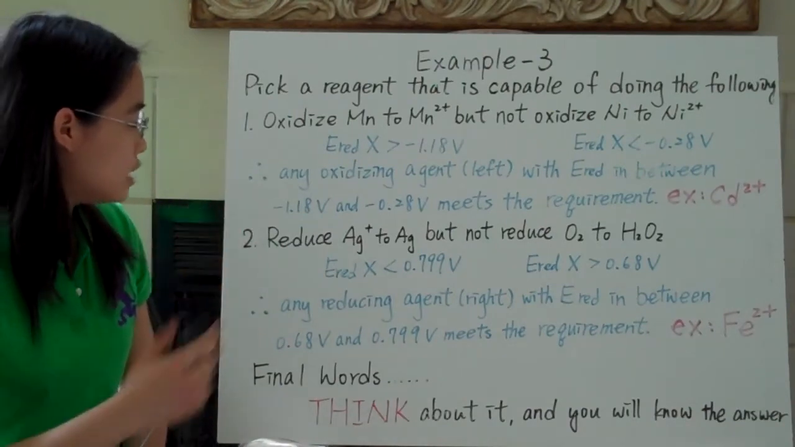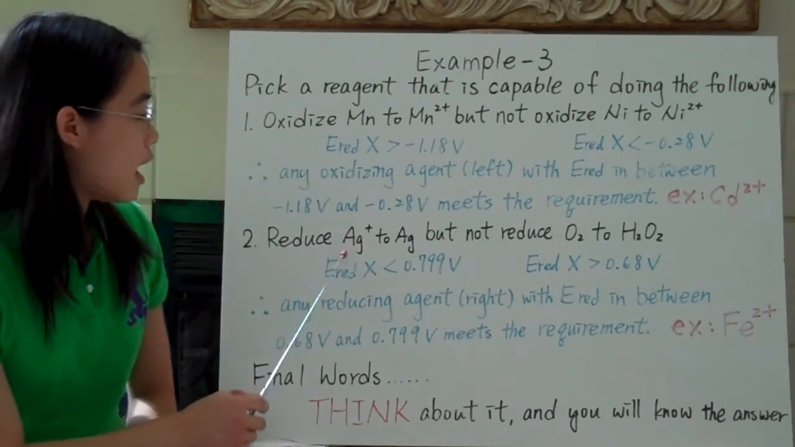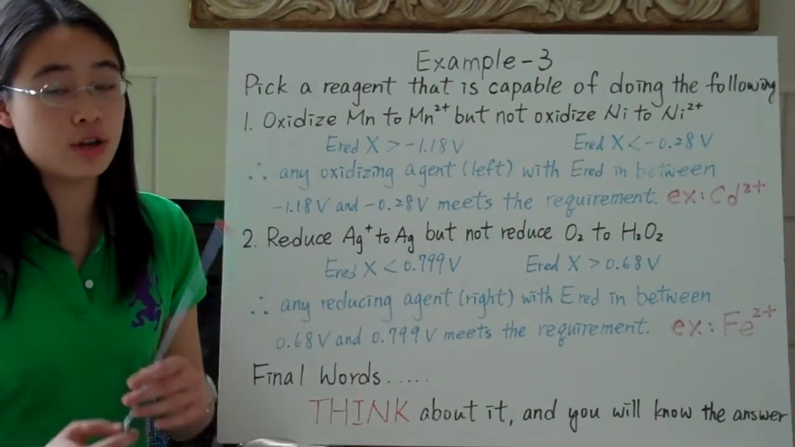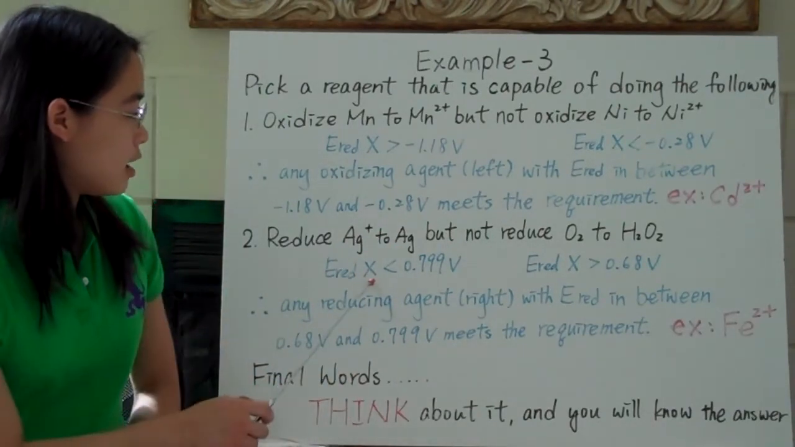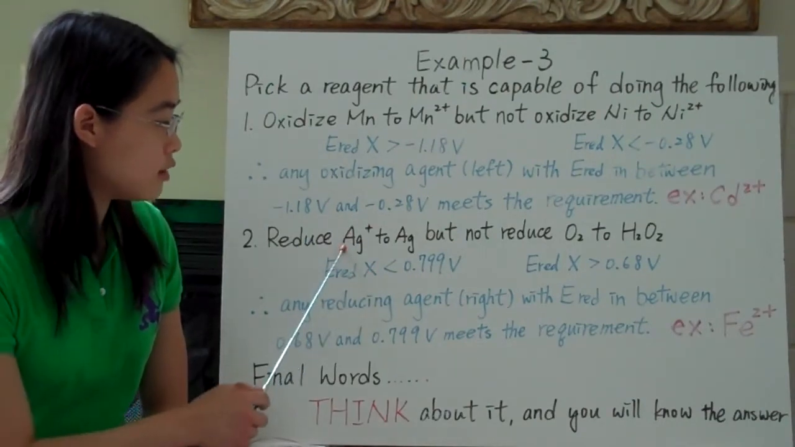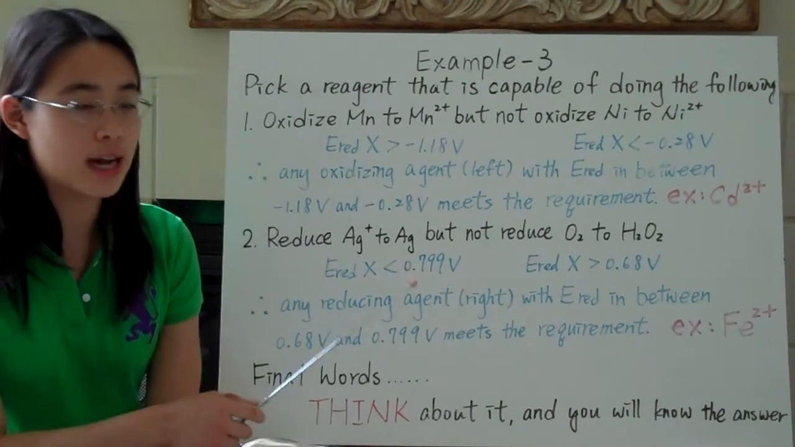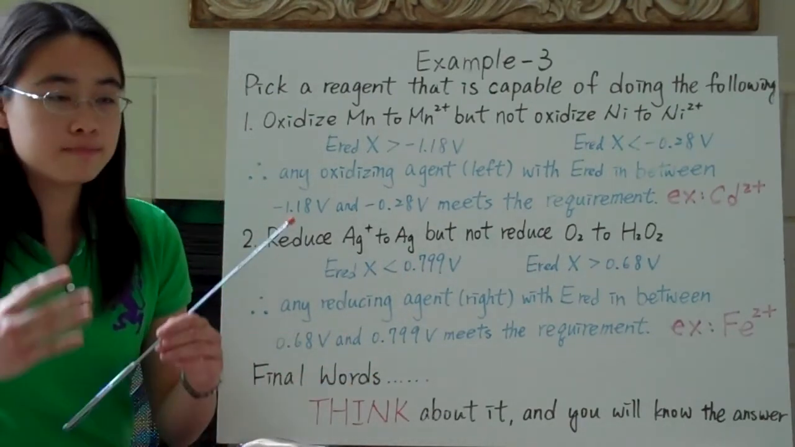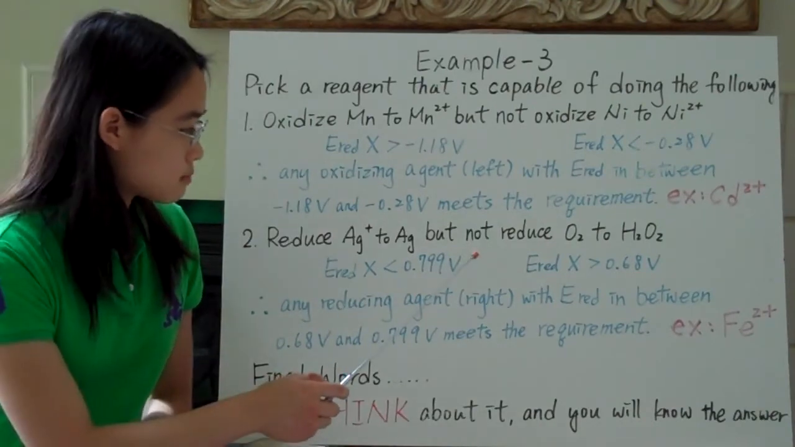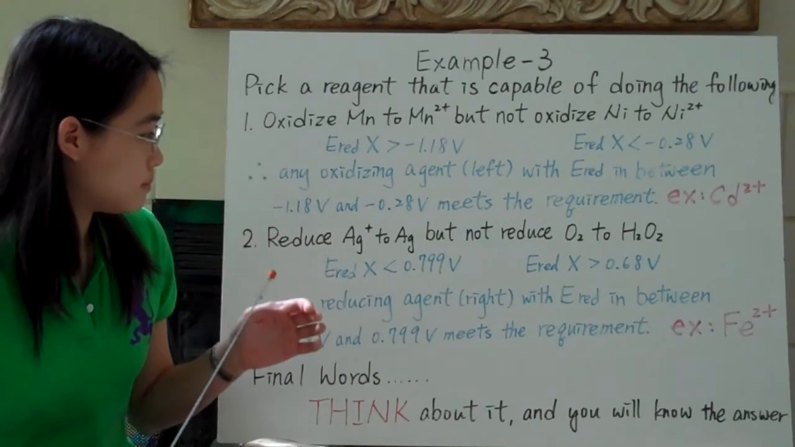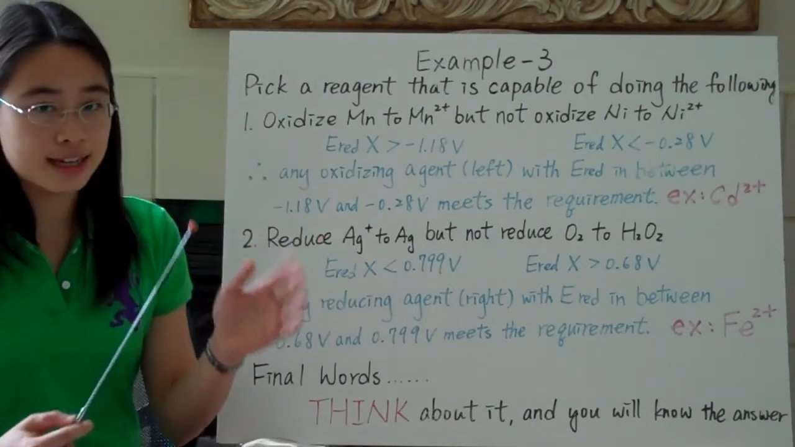For a reagent to be able to reduce silver ion to silver, but not reduce oxygen to hydrogen peroxide, it has to have a smaller reduction potential than silver does, which is 0.799 volt. And it has to have a larger potential than oxygen does, because it cannot reduce it.